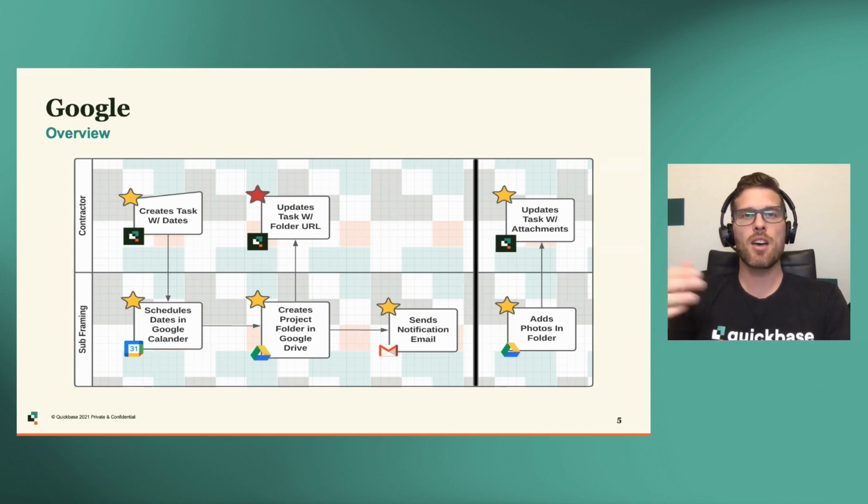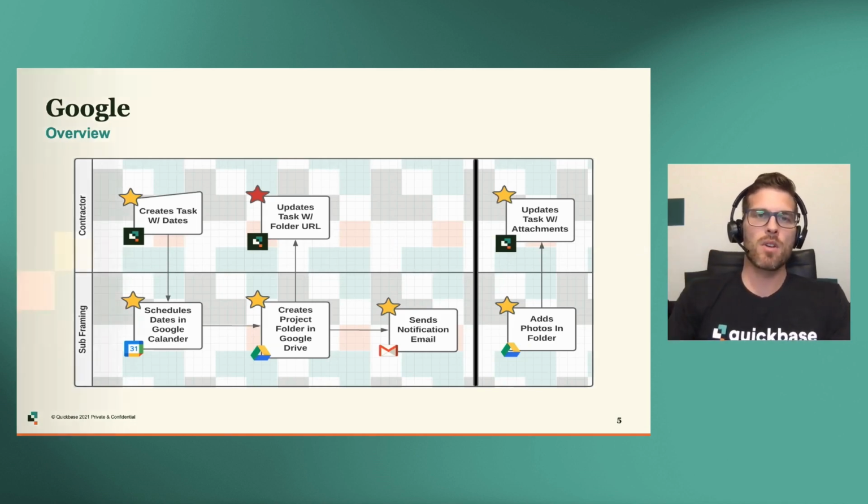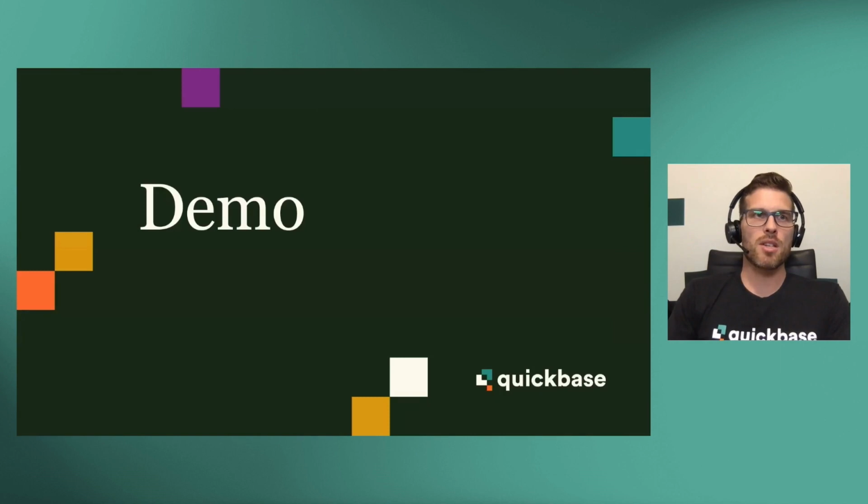And then at the end of that, we're going to add the completion photos to Google Drive, which then will be updated in our Quickbase application. So we can see those completed photos there. So without further ado, we'll jump right into the demo.